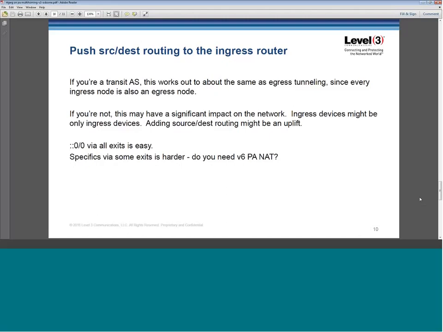Your ingress devices might be, like I said, wiring closet switches. Adding source destination routing to them could be a device uplift. It's certainly going to be a code uplift and more stuff to manage. Fred made the point about, I think it was NTT beeflets and picking specific exits for specific services. Taking a default is easy, but how do you pick specifics to go via some exits if you're not doing this on the host? Do you need v6 NAT now to rewrite the addresses and all the things that come with that? Note that I am not proposing v6 NAT, but it would help solve this problem if we backed ourselves into that corner. Next slide, please, and this is my last slide, and then I'll let people throw rocks at me.